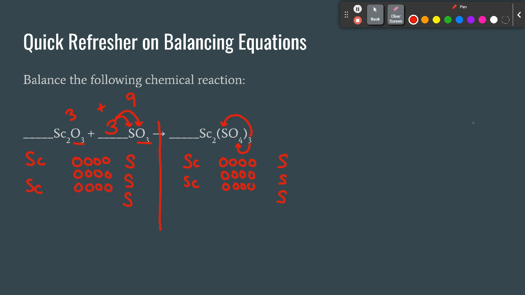And what do you know? We're already balanced. So in our empty spots, we can leave them empty, or you may add a 1. Either of those is correct to me. So our balanced chemical reaction here should be 1, 3, 1.